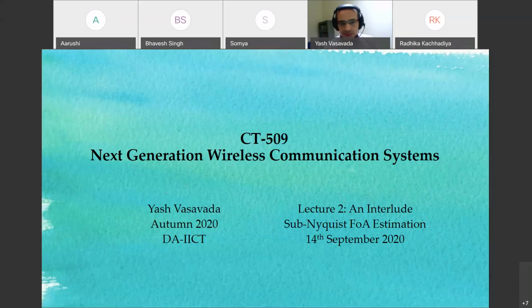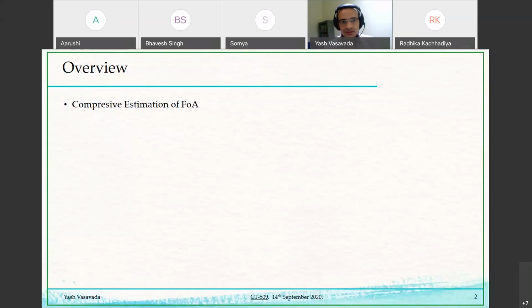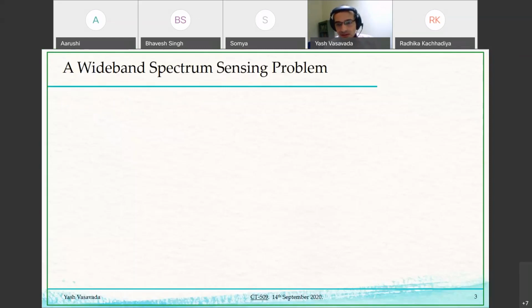So, what I'm going to consider has to do with compressive sensing also. We'll get into that. But before we do that, let me give you a very simple statement of the problem. And this is called a wideband spectrum sensing problem. And this is very relevant in today's world. And let me tell you why.